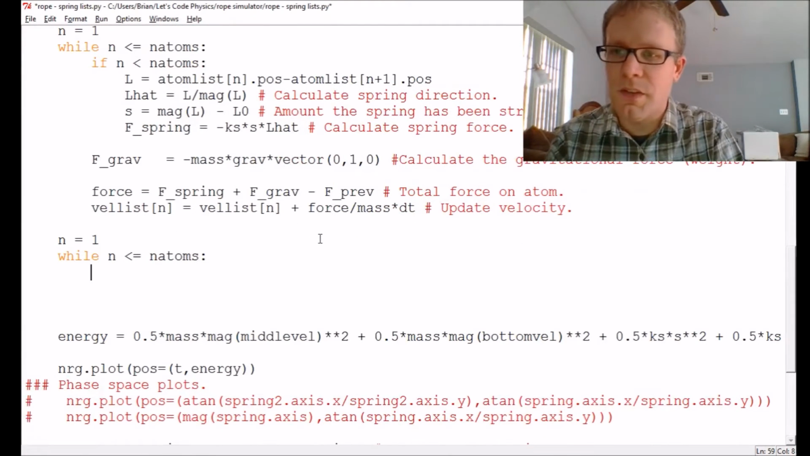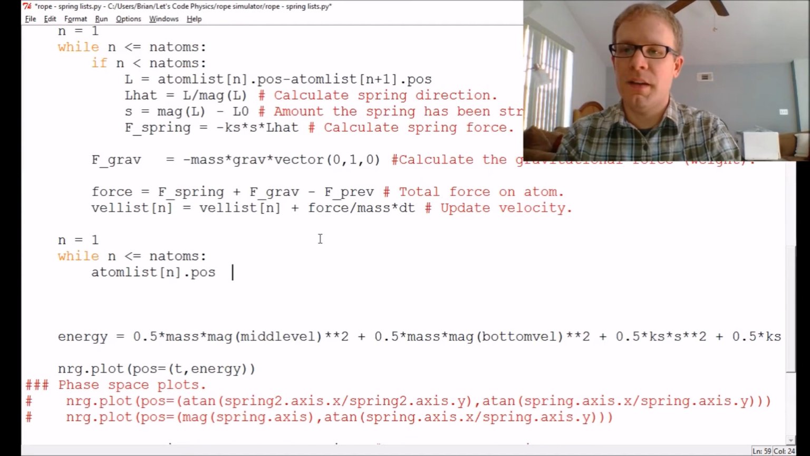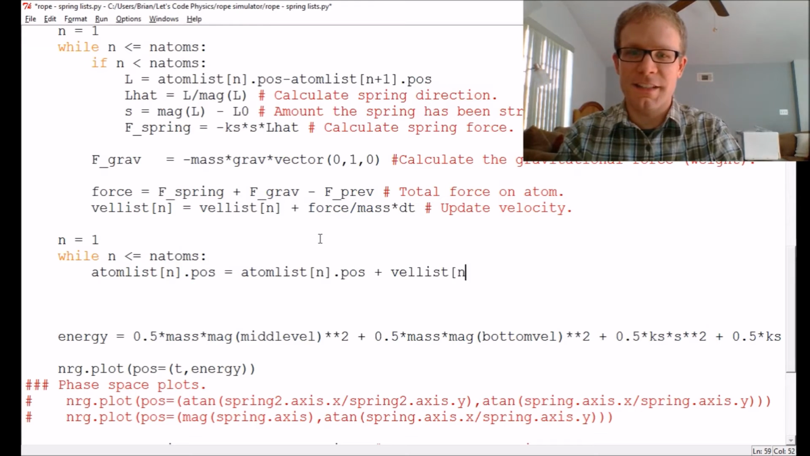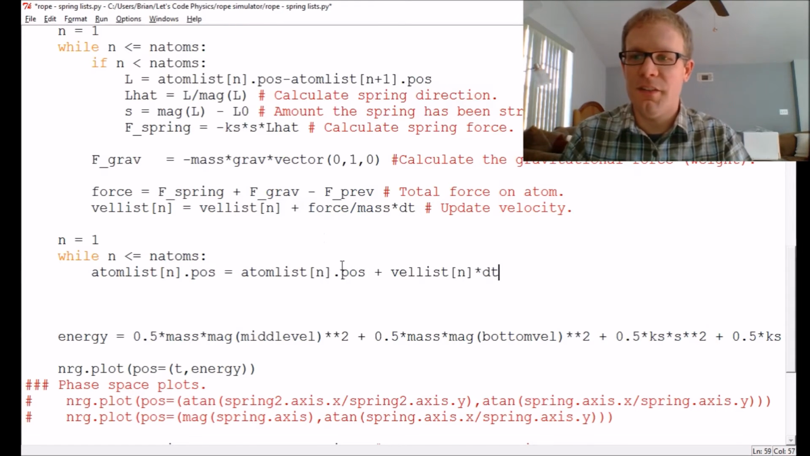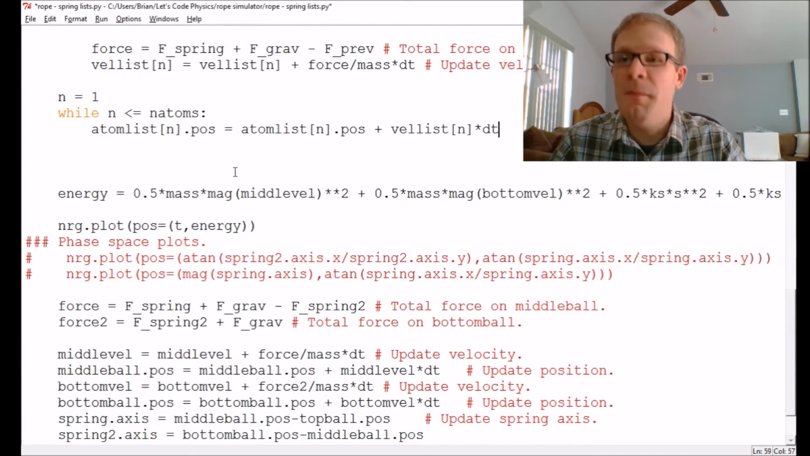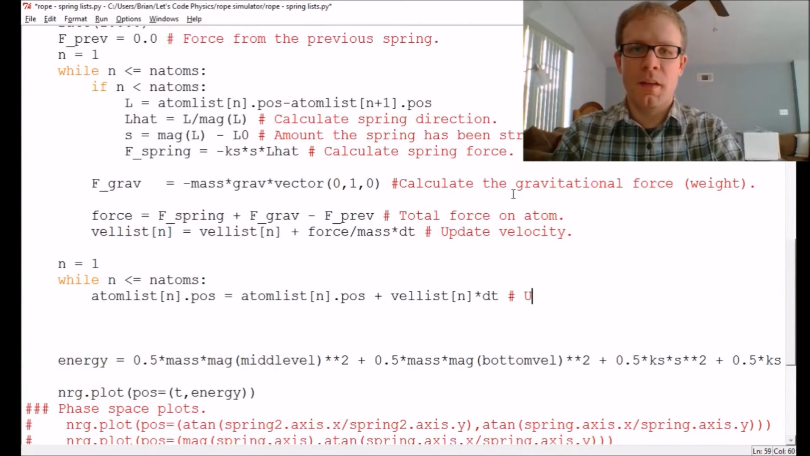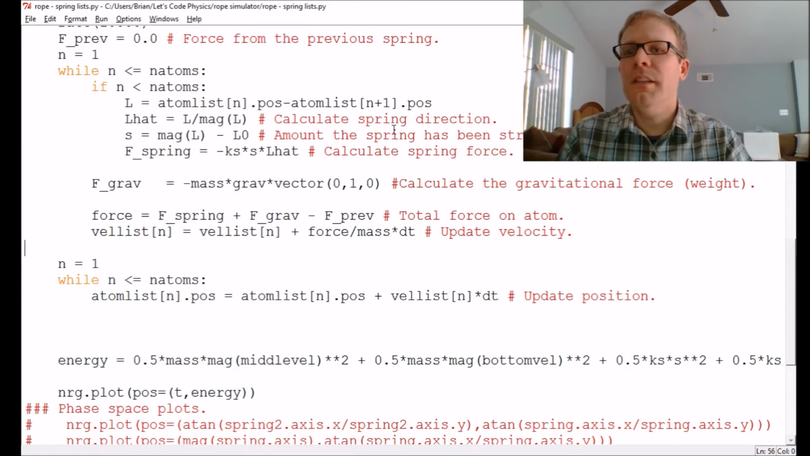the position update. So we'll say atom list of n dot pos equals atom list of n dot pos plus vel list of n times dt. Right? That's what I have here. Position equals position plus velocity times change in time. Cool. Update position.